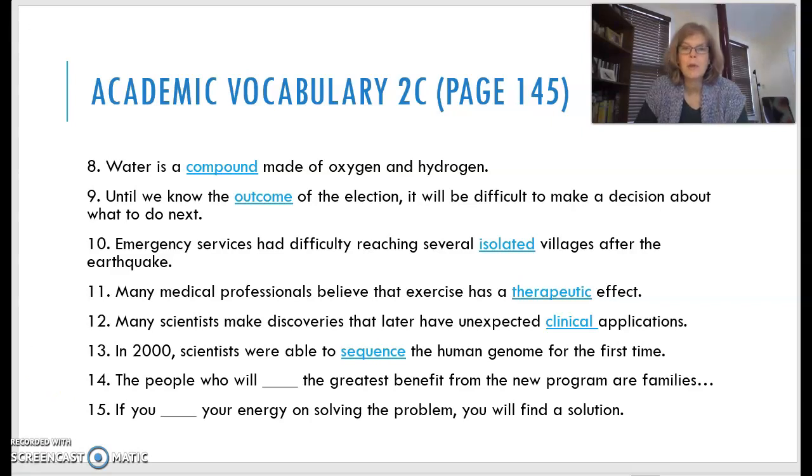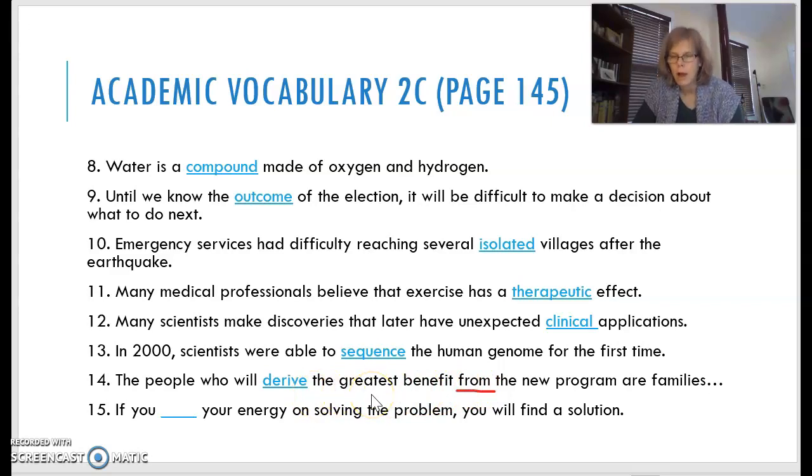Number 14, the people who will blank the greatest benefit. I know I need a verb here after will. What would you use? Which verb goes well with benefit? People who will something the greatest benefit. I use derive. Derive a benefit from, and you're going to see that with derive, I often use from, right? You're going to derive something from something. In this sentence, derive a benefit from a new program.